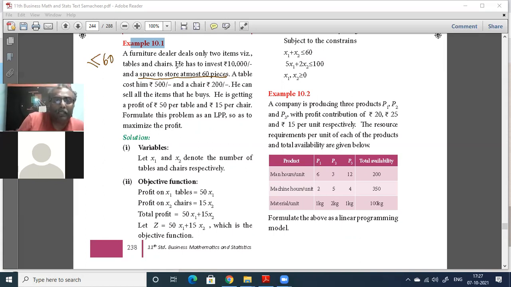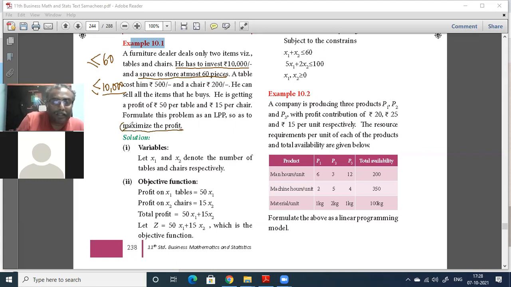Then he has to invest 10,000 rupees. That means you cannot buy more than 10,000 rupees worth of tables and chairs. That is another constraint. Immediately you can find out what the constraints are. How do you find out what the decision variables are? Formulate this problem as an LPP so as to maximize the profit.